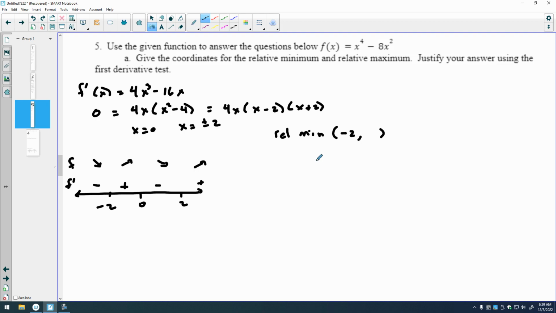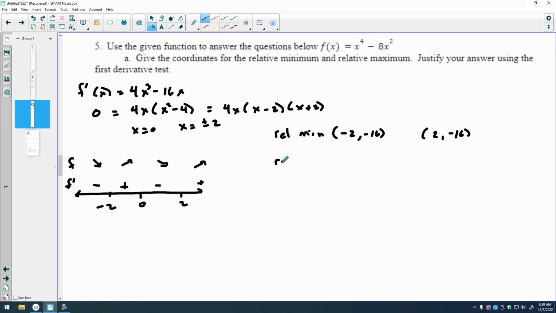Decreasing to increasing looks like also at a positive 2. Plug in those values to my original function. We get 2, 4, 8, 16 minus 32. I get negative 16. Same exact number here. So those are my two relative mins.